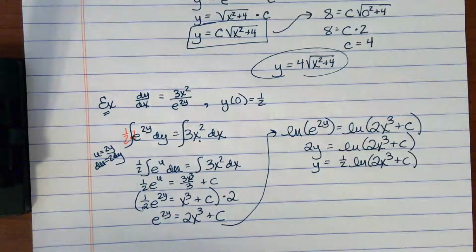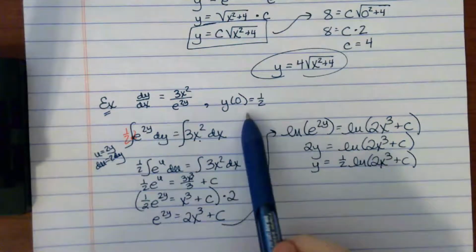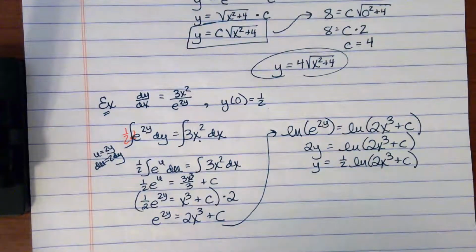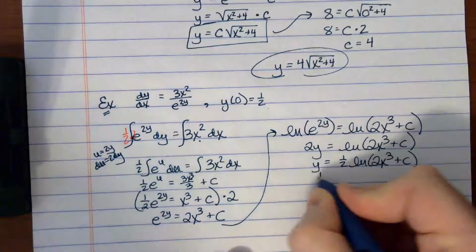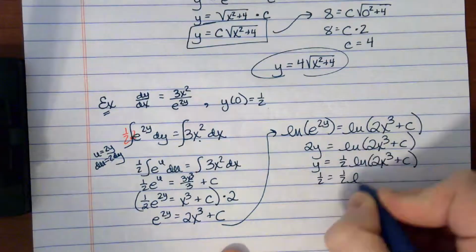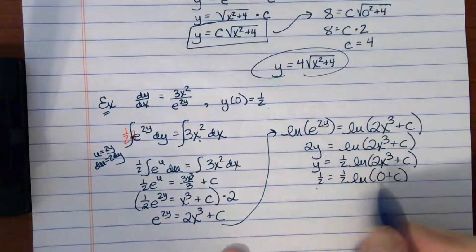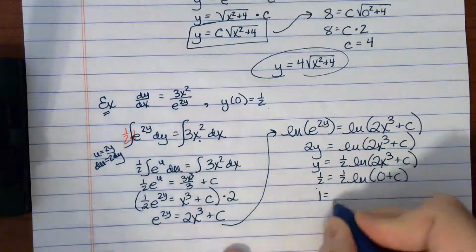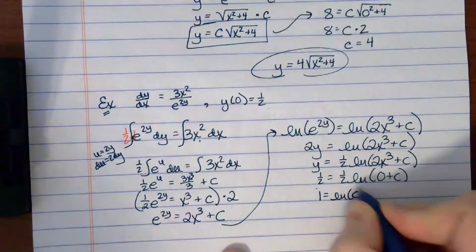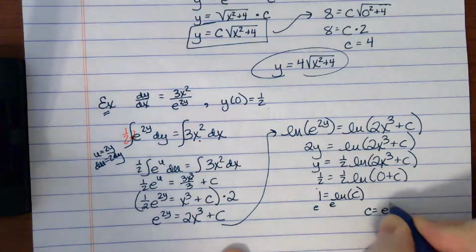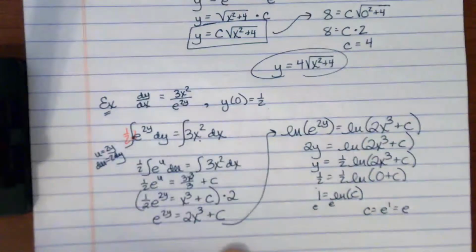What we need to do now is plug in 0 for x, 1/2 for y, solve to get the c. See if you can do that and tell me what your c value is. Let's see, 1/2 equals 1/2 natural log 0 plus c. Multiply both sides by 2. 1 equals the natural log of c. E to both sides. I think my constant is going to be e to the first, or my constant's really just going to be e.